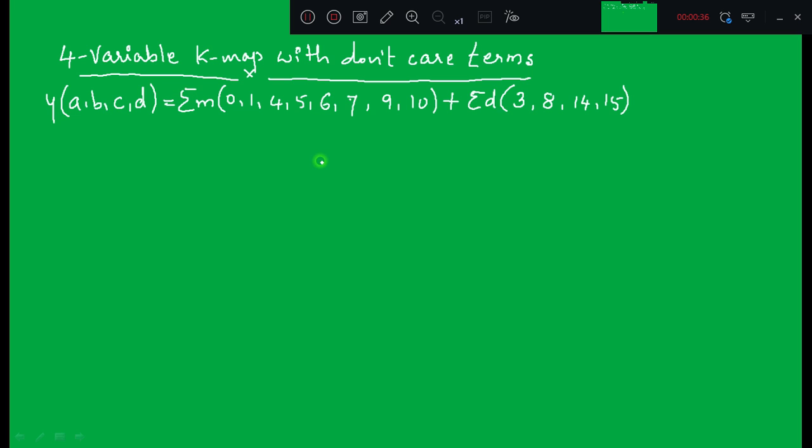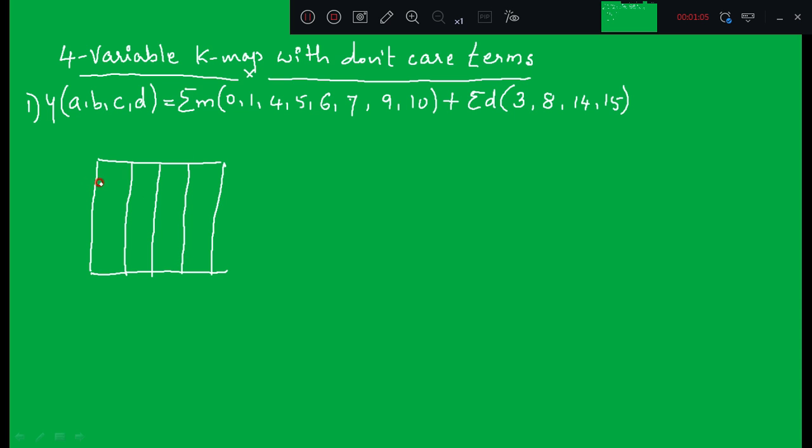Let us take the first example, Y of A B C D, right? So there are four inputs. Four variable means four inputs, A B C D. Y is the output and the min terms and the don't care terms are given. Okay, so let us put a four variable K-map for this given function. There are four input variables, that means total 16 input combinations. So similarly, those input combinations are represented in the form of 16 cells.